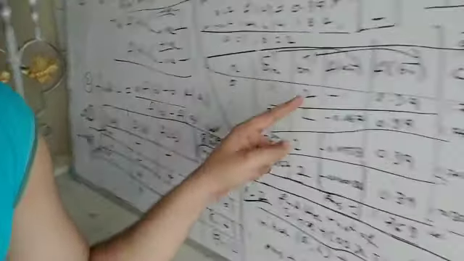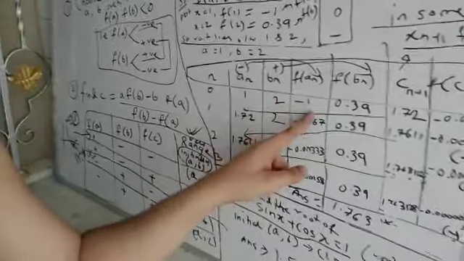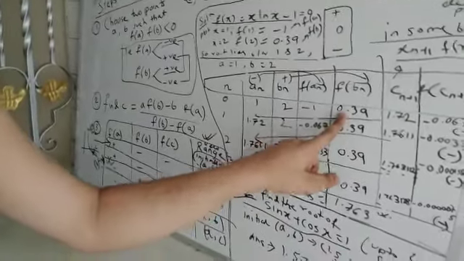Then we have drawn this table. We have created this table, and first of all we have written the A values, then B, then the corresponding function value at A, then the corresponding value of B. Then we have found the new value of C with the help of this formula. Then we have found out the function value at this point.